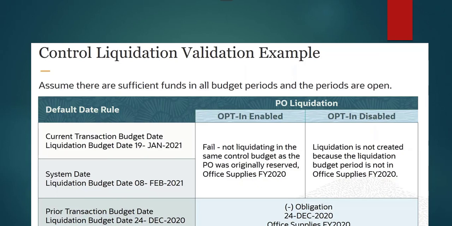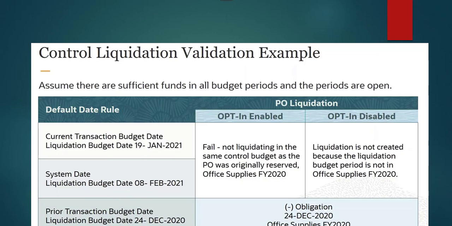So looking at our default date rule, if you have got current transaction budget date, the liquidation budget date is the 19th of January 2021. So if you have this feature enabled, what is going to happen? It is going to fail the validation because it is not liquidating in the same control budget as the purchase order was originally reserved, which was Office Supplies 2020. Invoice validation will place a funds hold because of the budgetary control failure.